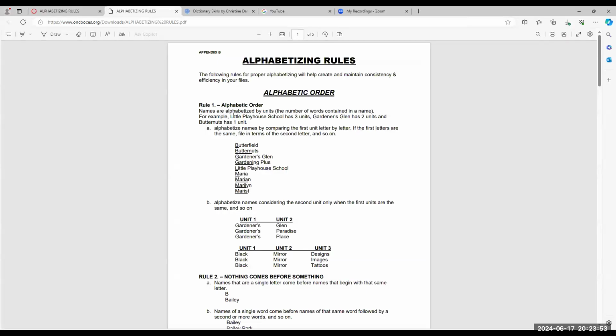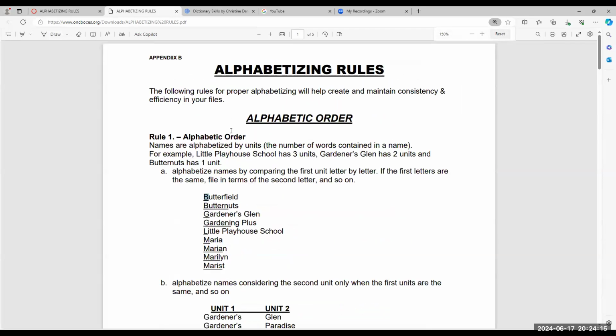So typically, when we're looking to alphabetize something in a dictionary, the first thing you want to know is the first letter that it starts with. But then there's a lot of words that start with B, right? So then we look at the second letter. Okay? So we look at the first letter, we look at the second letter.